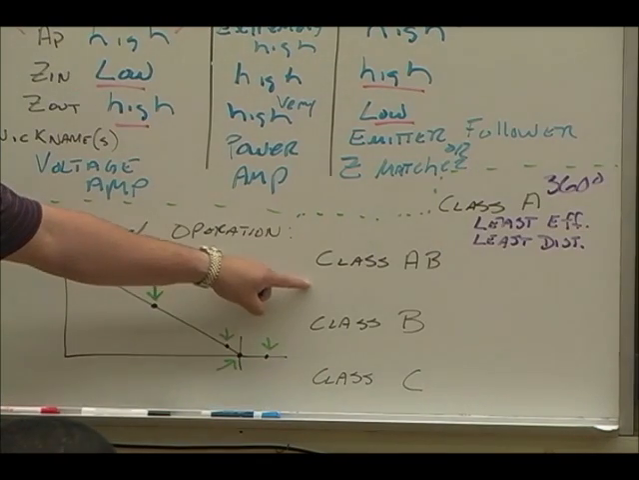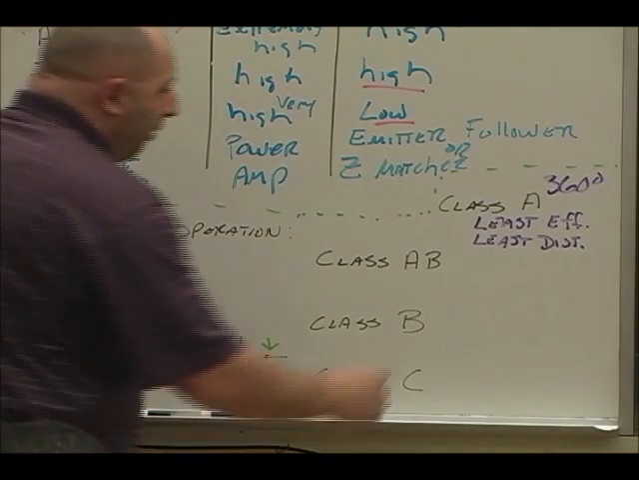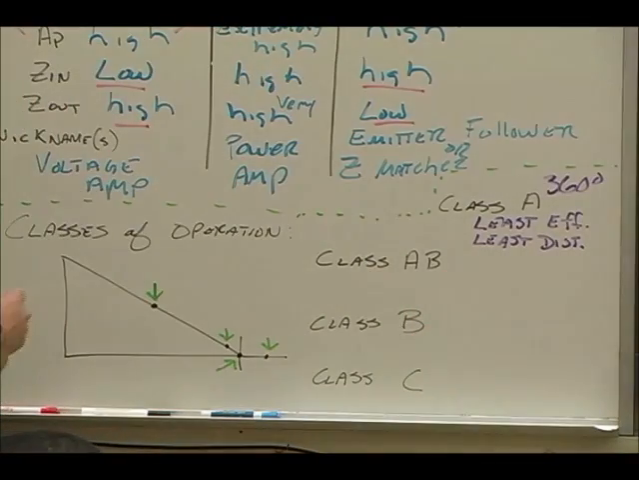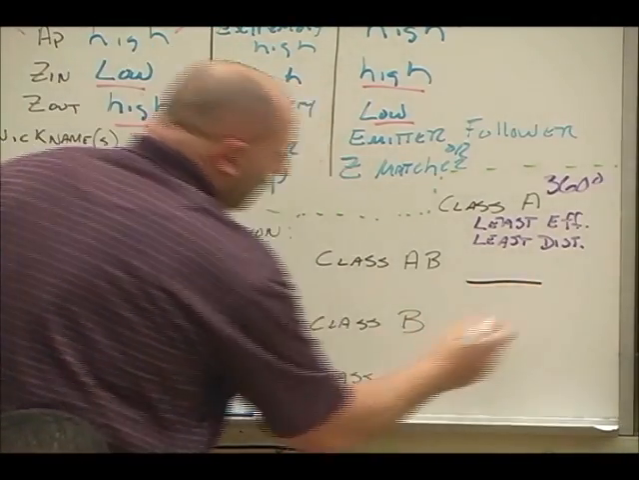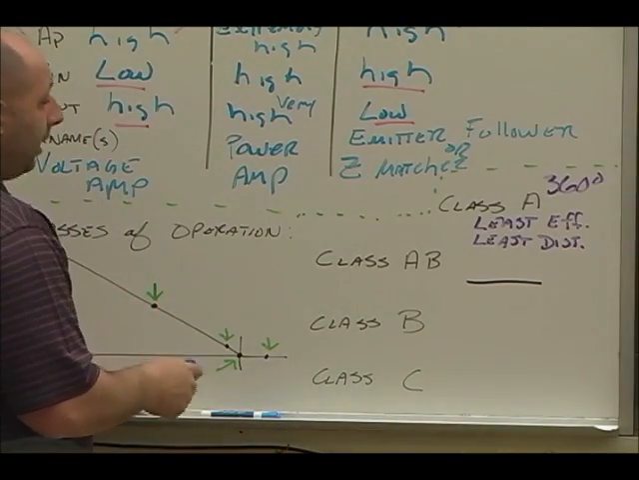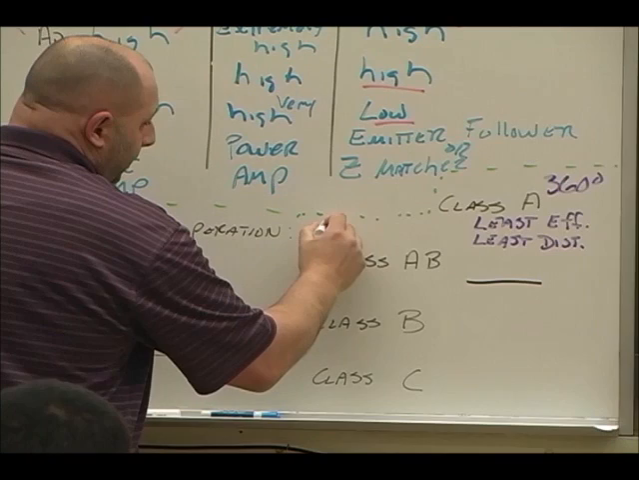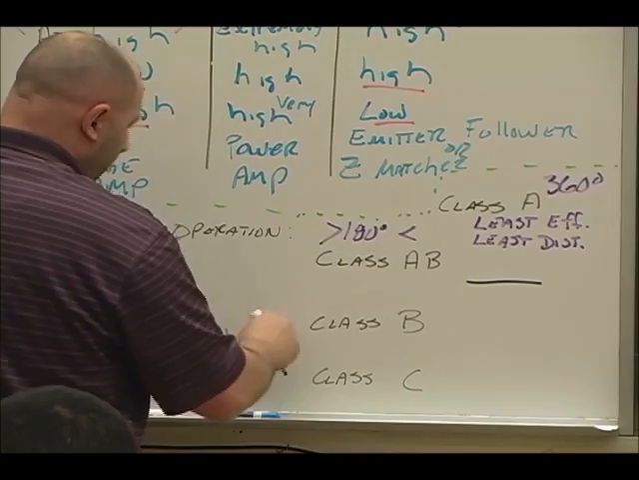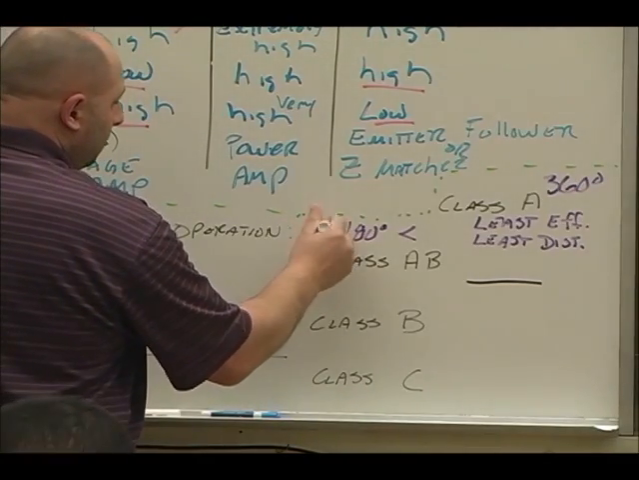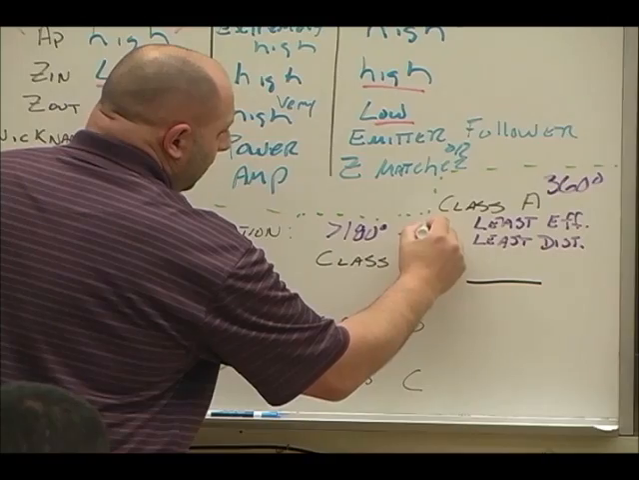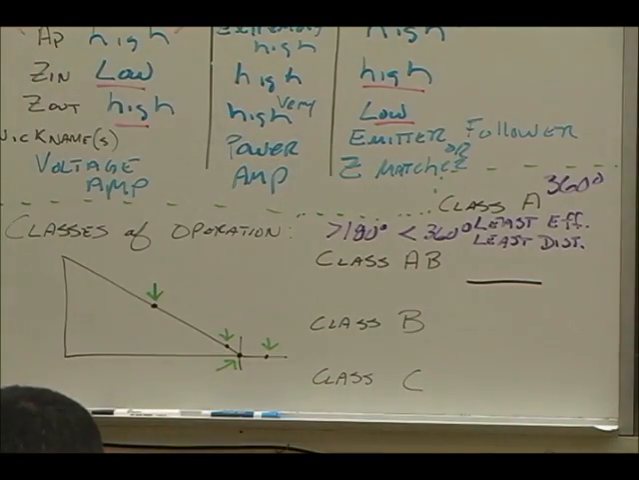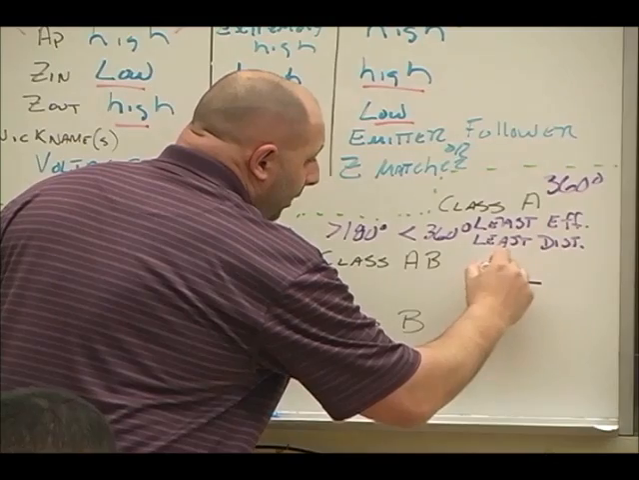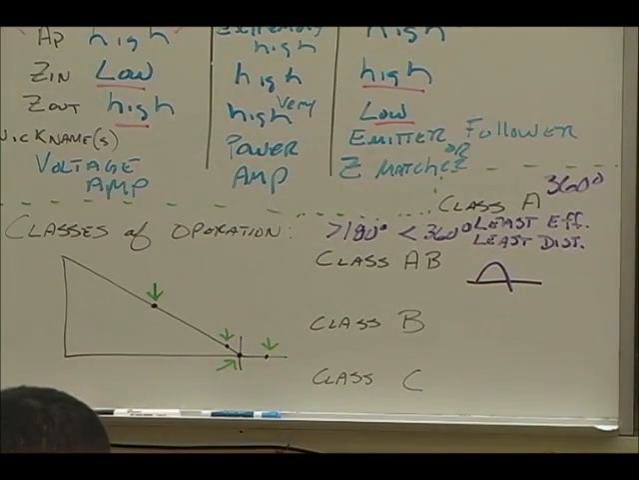Okay. Class AB. Actually, we'll draw that one just one more time. Describe class AB. Yeah, it's greater than 180, less than 360. Okay. Meaning that the output is going to just cross that reference line, because 180 degrees, we know from the sine wave, is what? Yeah, half of a cycle.